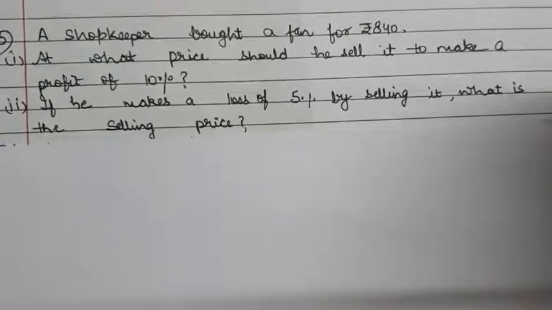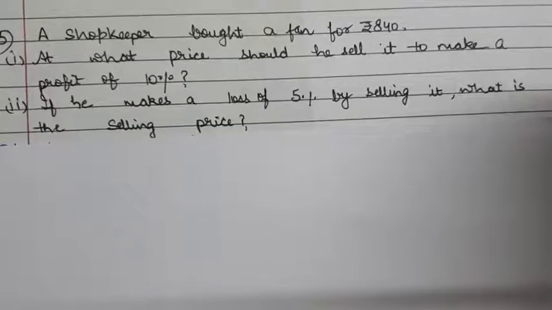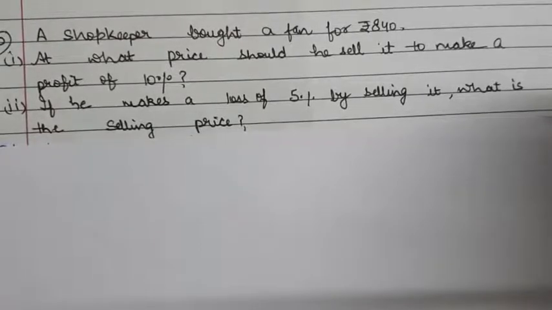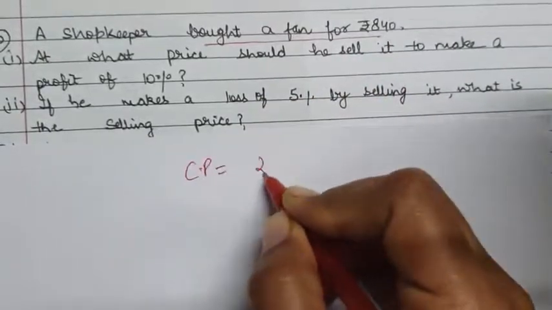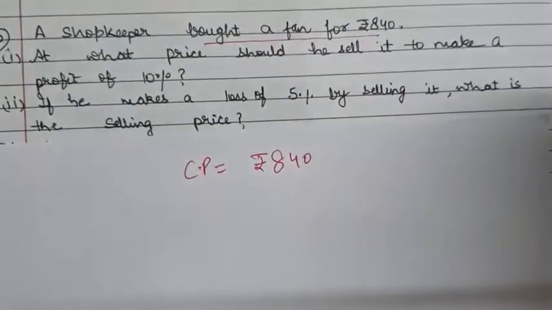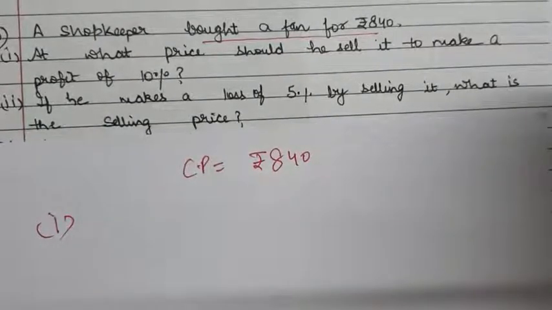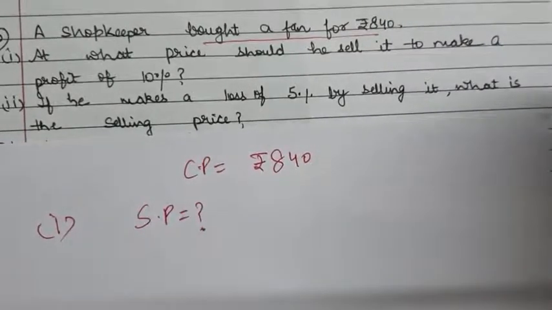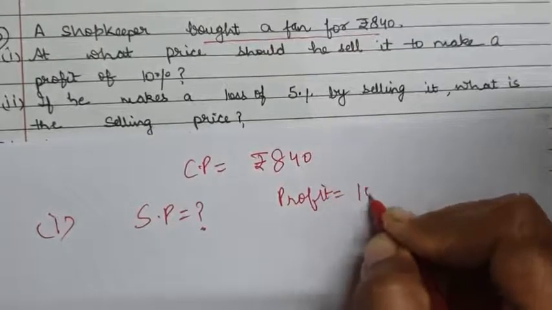Let us start with the fifth question now. Students, see this question very carefully. There are two parts. A shopkeeper bought a fan for rupees 840. Means this is your cost price. Now in the first part they are asking at what price should he sell, means selling price you have to find out, if the profit percent is 10%.